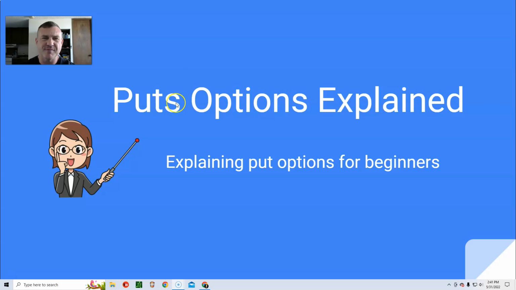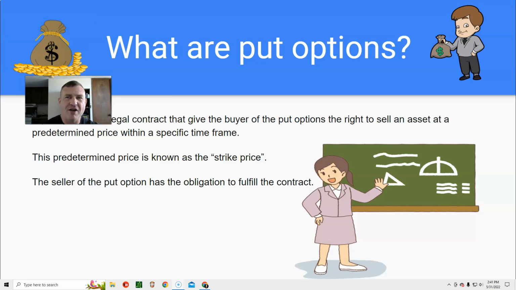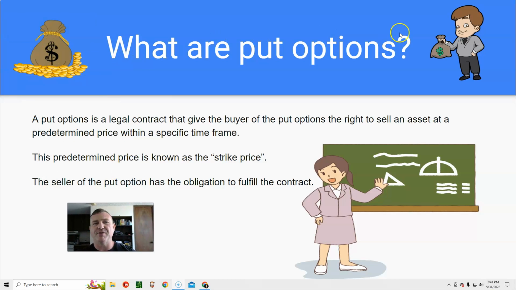Why is this S at the end of put? The reason why that S is there is because apparently people are searching for puts, options explained, as well as put options explained. And who am I to tell the people they are wrong? If the people want it, then let's give the people what they want. And the people want to know, what are put options?